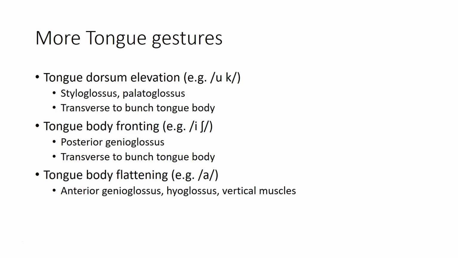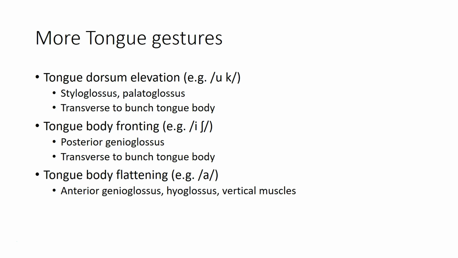The tongue dorsum is elevated for those high back sounds like oo and k. This involves the styloglossus and palatoglossus muscle supporting elevation of the tongue body and contraction of the transverse muscles to help bulge the tongue body. By pulling in on the sides, the transverse muscles will cause the top of the tongue to bunch up.